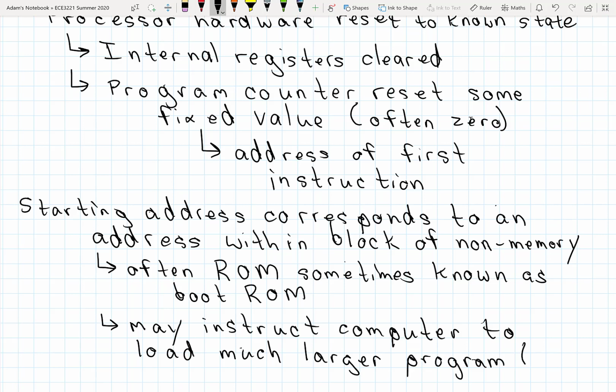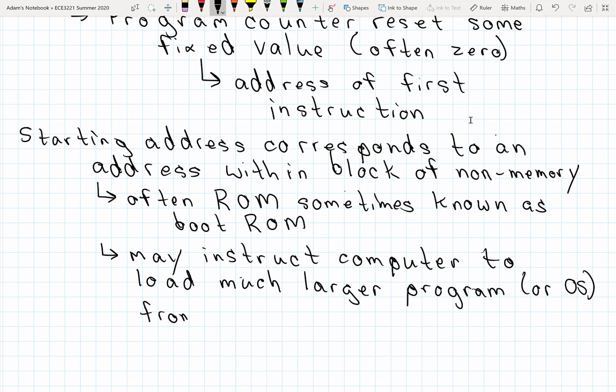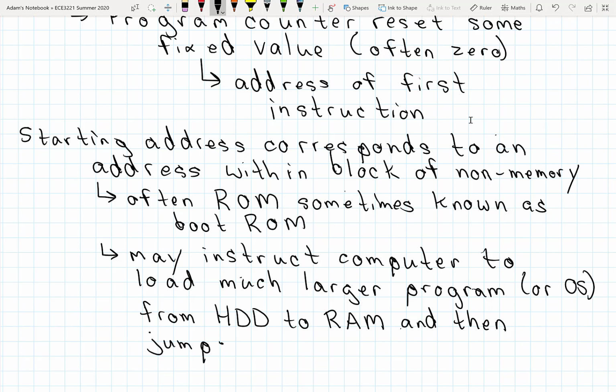Or possibly an entire operating system. That larger program or operating system will often come from a hard drive, if we're thinking about a conventional computer, and get loaded into RAM, and from there the bootloader might instruct the flow of this execution to jump to execute that code that's been loaded into RAM.